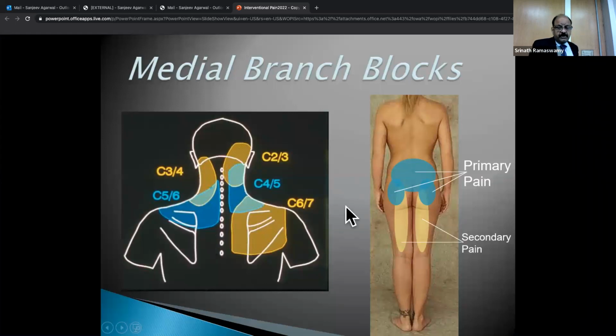These are the pain patterns for facet-mediated pain in the lumbar spine. It is mostly in the lower back, and sometimes it can be referred to the posterior thigh. Most times in the lower back, it would not cross the knee. Similarly, in the neck, these are different facet joints that can cause pain. Sometimes shoulder pain may be coming from the cervical spine. So just keep in mind that not all shoulder pains are because of shoulder pathology.